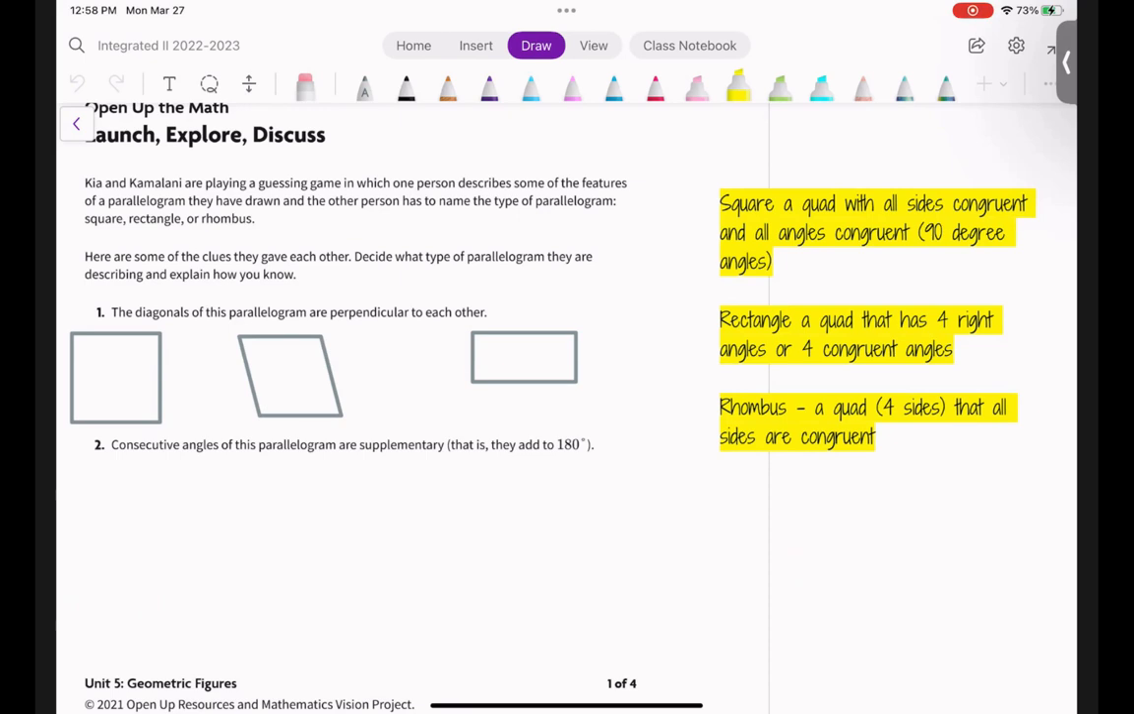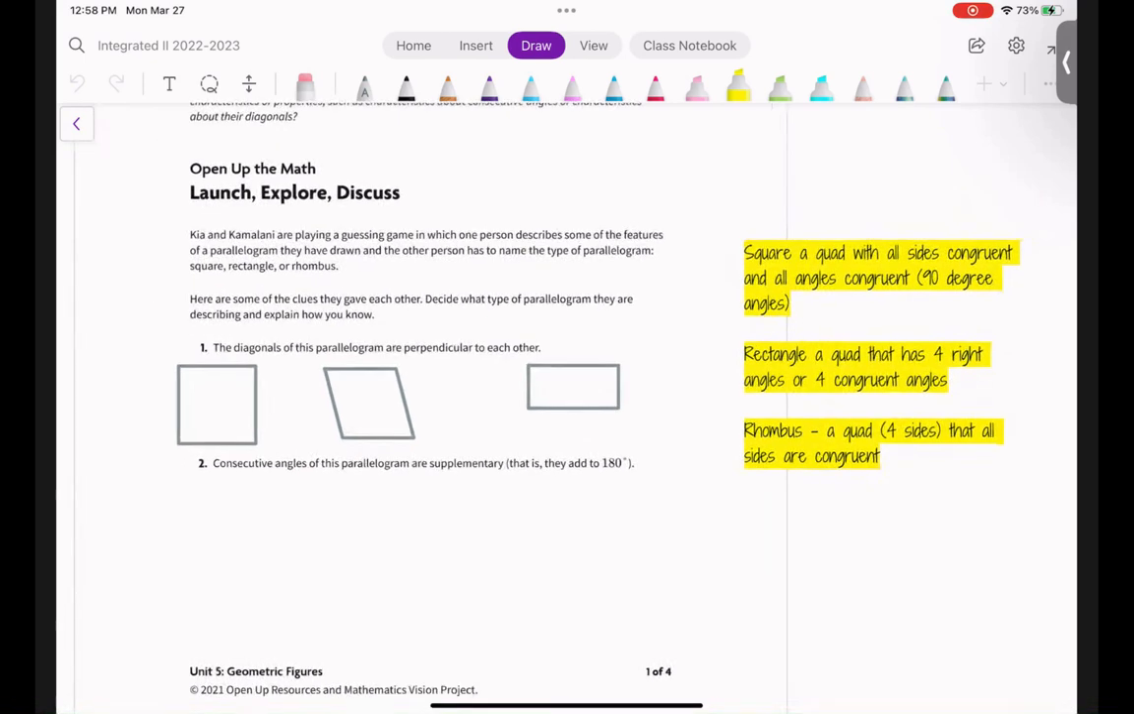Yeah, try drawing that out. Draw the diagonals and see if that makes sense, right? So does this diagonal look perpendicular to that one? Does it look like it's perpendicular? Okay. And what about this one? Does this one look perpendicular to this one? And does this one look perpendicular to this one?